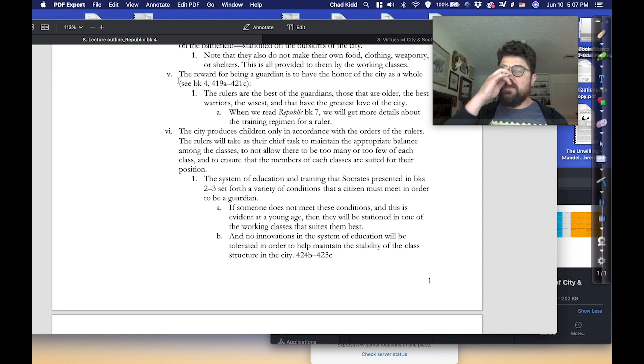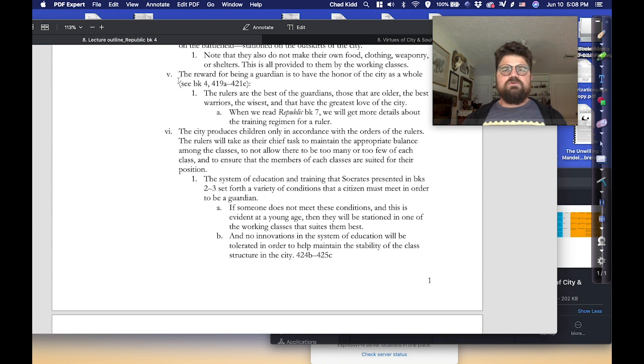Now, as I was saying, the real reward for being a guardian is to have the honor of the city as a whole. This is something that he says at the beginning of Republic Book 4. And he also suggests that the rulers will be those who love honor in the most pure way out of all of the guardians, right? They'll be like the best of the best, the cream of the crop, right? We'll read in Republic Book 7 when we get there a little bit more about the details of the training regimen for a ruler.